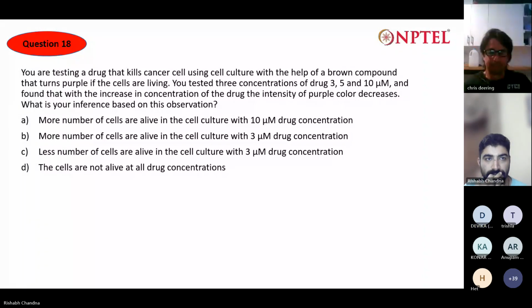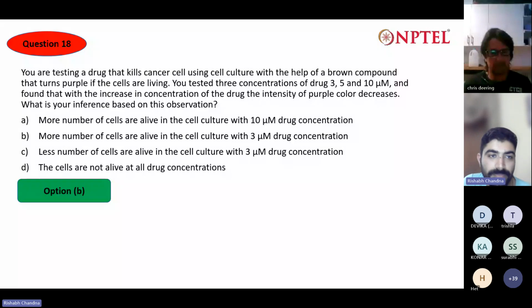Option B. Okay. Sorry, the answer was visible, but please try to understand the question and then give the answer. Sir, it's option B, because as the concentration increases, the purple color is decreasing. That means the living cells are also decreasing. Okay, yes. So the answer is option B.